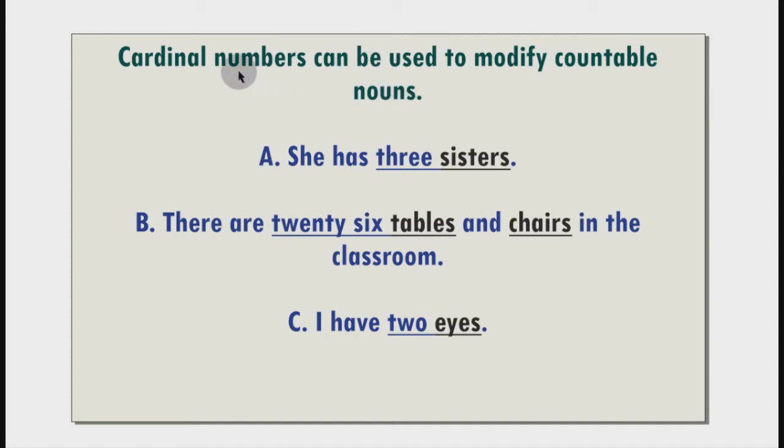So cardinal numbers like 1, 2, 3, 4, 5, etc. can be used to modify countable nouns. She has 3 sisters. 3 is a cardinal number, and we are using it to modify the countable noun sisters. There are 26 tables and chairs in the classroom. 26, so we are using this before the countable nouns to modify them. I have 2 eyes, so 2 is a cardinal number.